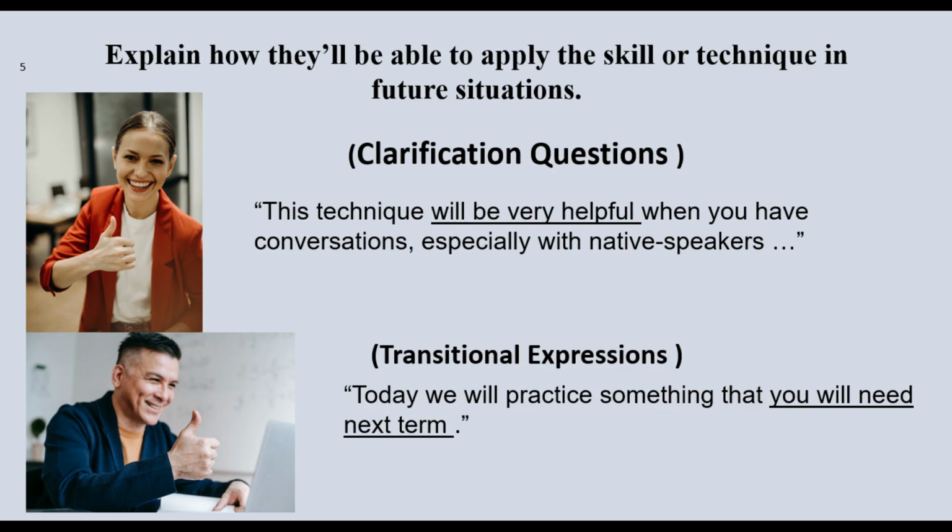Today, we will practice something that you will need next term when you are in level 3. They are called transitional expressions. Many students at this level, level 2, write simple sentences like, the concert was canceled. Many people were disappointed. Good writers show how ideas are connected. They can do this by using transitional expressions. For example, however, therefore, also. So a more advanced writer will write, the concert was canceled. Therefore, many people were disappointed.